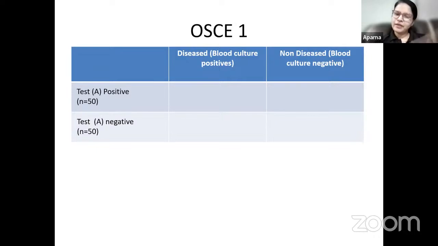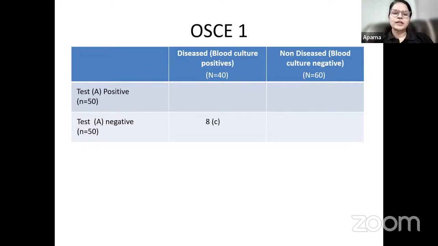Let us now start by filling up the various cells in this 2 by 2 table in this example. What we know is that there are a total of 100 newborns. Among these 100 newborns, 40 newborns are truly diseased, which means 40 newborns have blood culture positive infection. So the total of the cells in the second column is going to be 40, and the total of the numbers populated in the last column is going to be 60, because this is the non-diseased population.